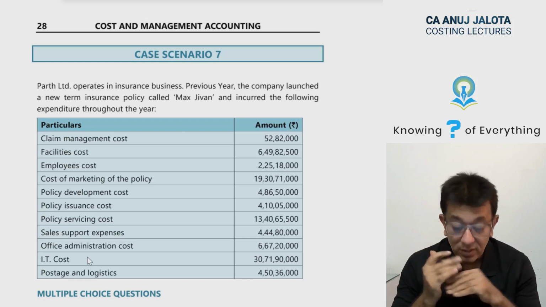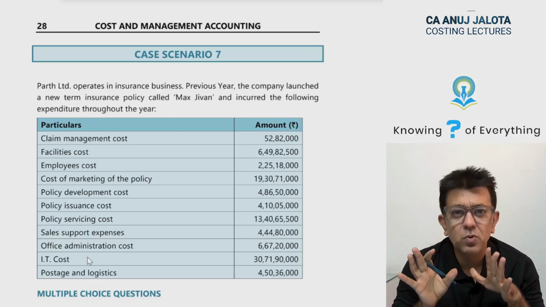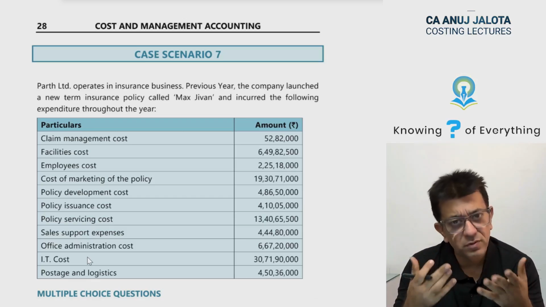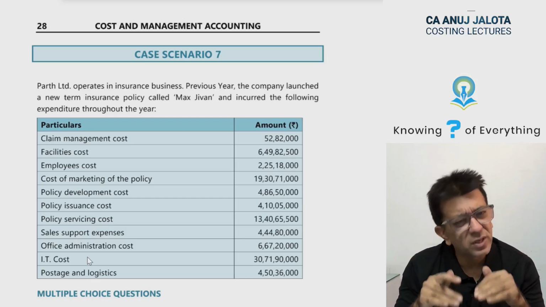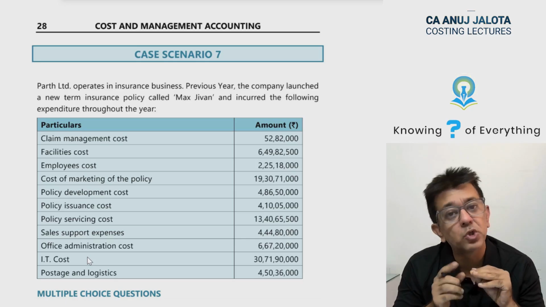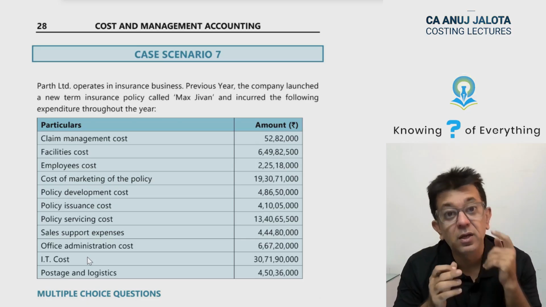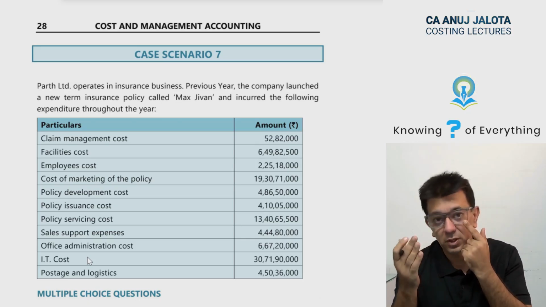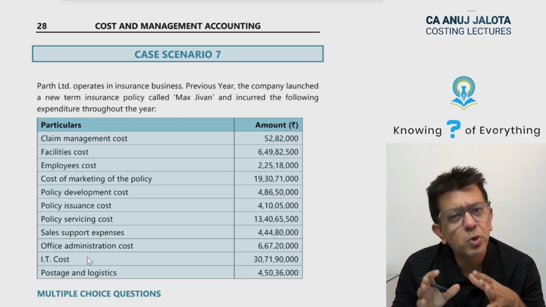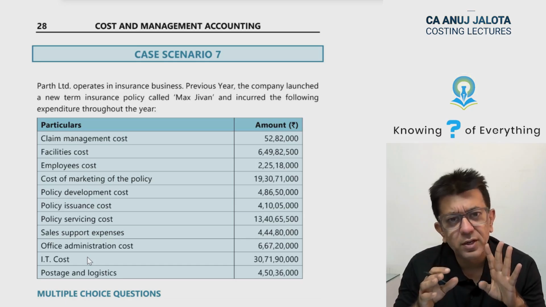Question number 7, case scenario number 7. Now, this question is again about your service costing. We all had a question exactly like this, to be honest, that was on the insurance sector. Now, not compulsory, but at least your module says that the cost structure of the insurance company should usually be divided into these 4 heads. What are these 4 heads?